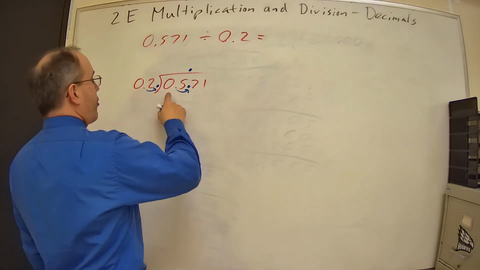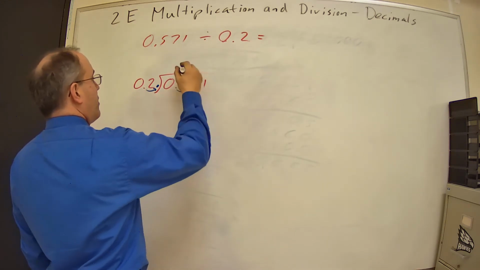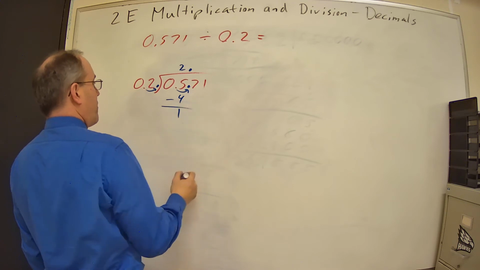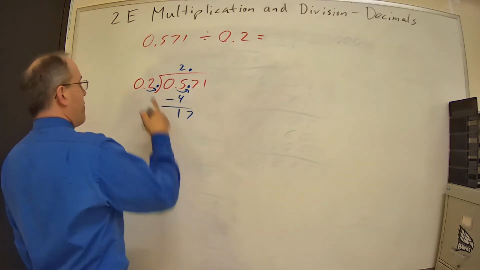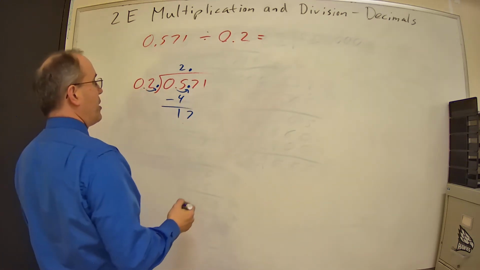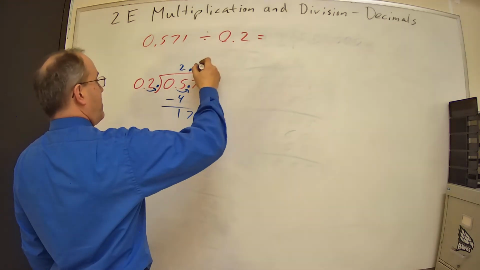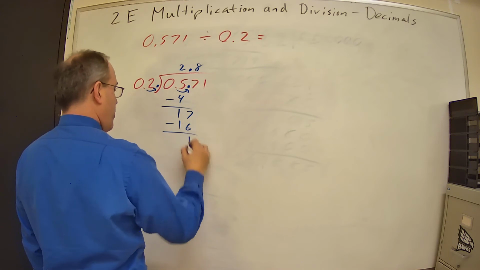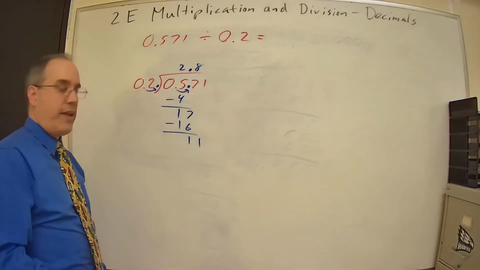2 goes into 0, it doesn't. 2 goes into 5, 2 times 2 is 4. Subtract, we get 1. Bring down the 7. 2 goes into 17, how many times? 8. 8 times 2 is 16. Subtract, we get 1. Bring down the 1, now we have 11.